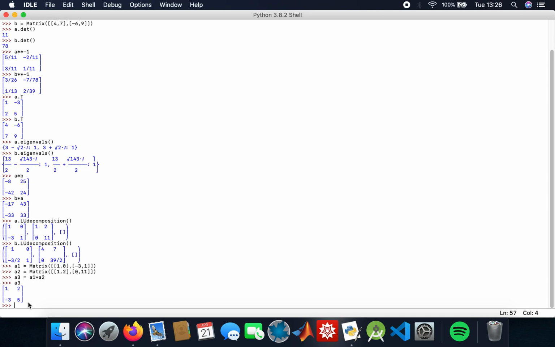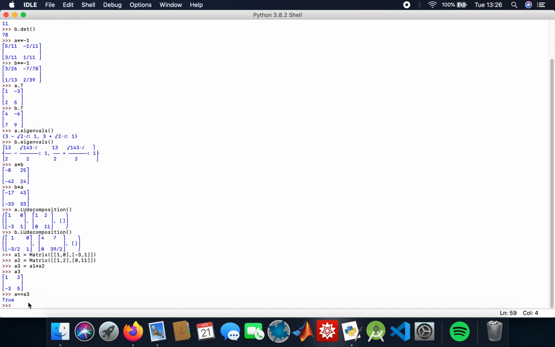And now, just to prove that the matrices are the same, so matrix A, that's true. So basically what I've done is multiply these two matrices, and when I multiply them, I get the same matrix as A. Then just to prove that it's logically true, A is indeed A3, so that's true.